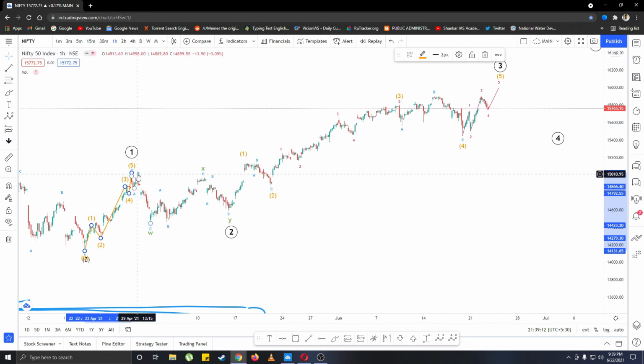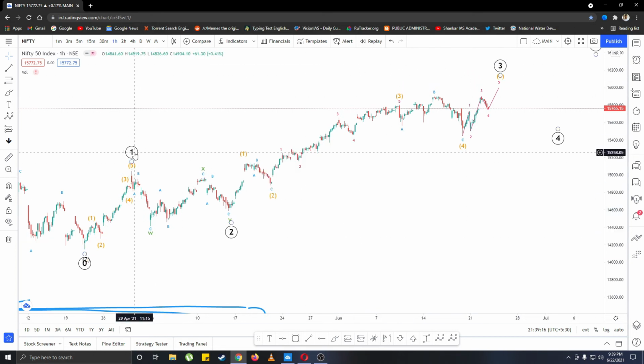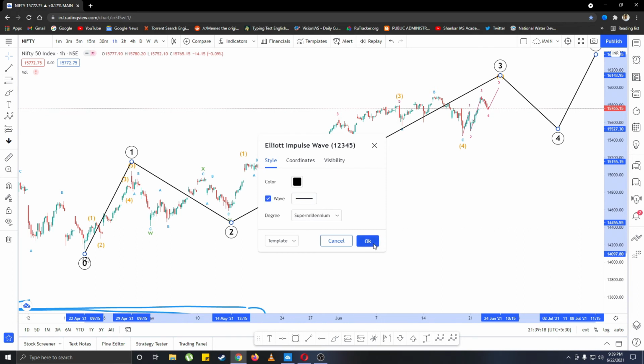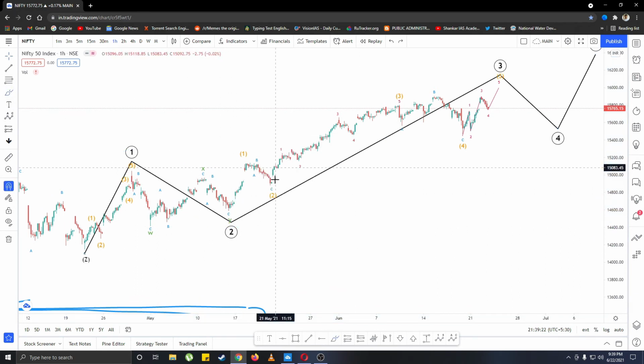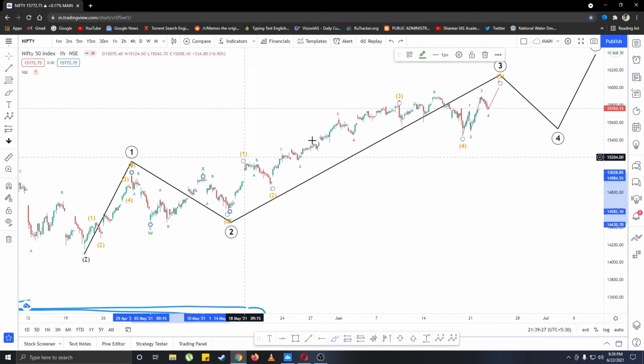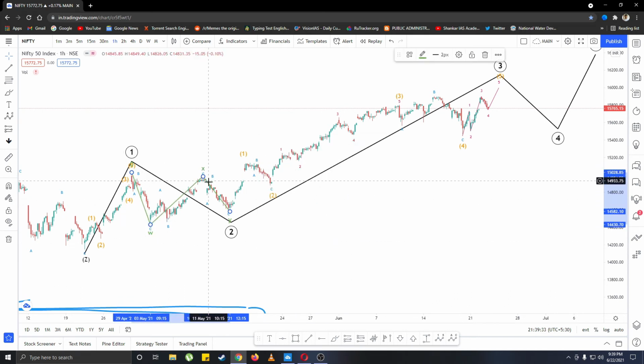Now if we look at wave 2, this is wave 2 right here. Now wave 2 is a complex correction which has a W, X and a Y. So this is a W, X and a Y.